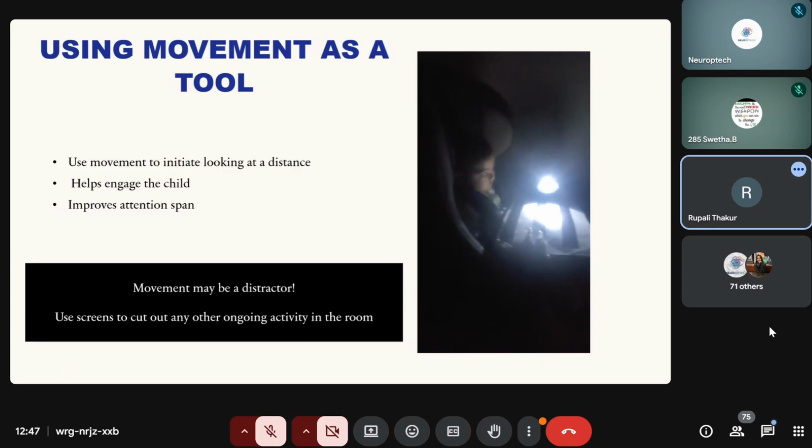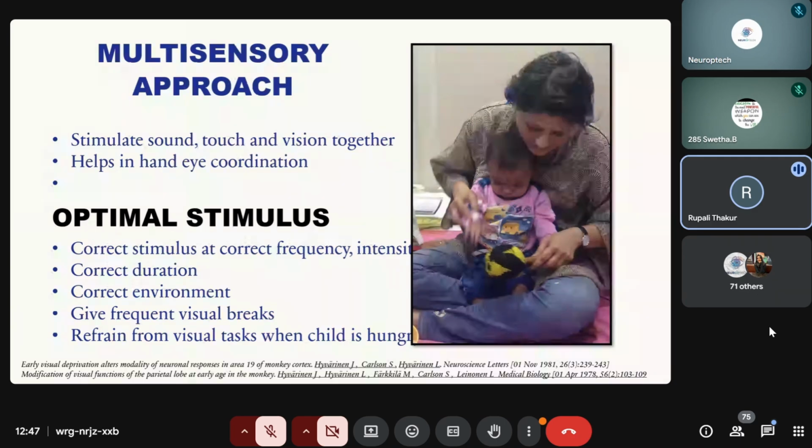Then here, a multisensory approach is used. Stimulate sound, touch, and vision together. Here you can see the ma'am is using a toy to give the child sensory stimulation, touch and feel. Some of the time, what happens? You people may have seen that when we are giving soft toys, the child may become so irritated, they get scared. We are squeezing them, so then we have to understand their behavior also.